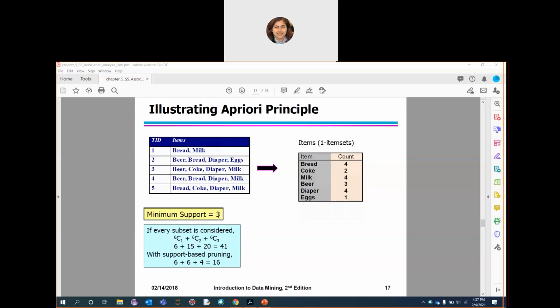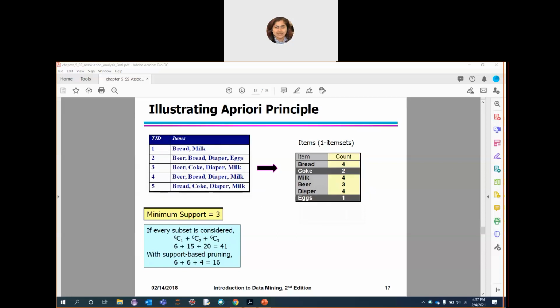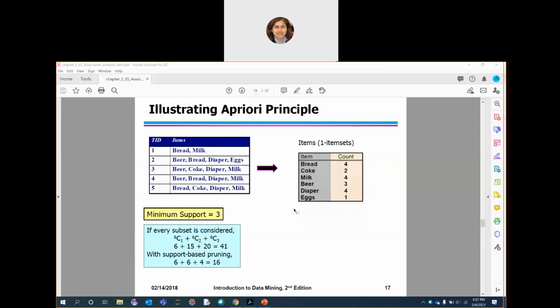So anything less than 3 will be discarded or pruned. Here, if you look at it, you will see which items' support count or occurrence is less than 3, that is 2 and 1. So let me go to the next step here. Here 2 and 1 are to be discarded in the next step. But before that, I'm going to show you something.